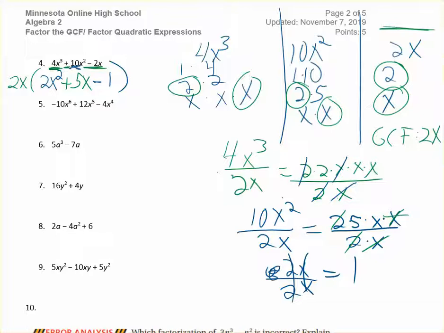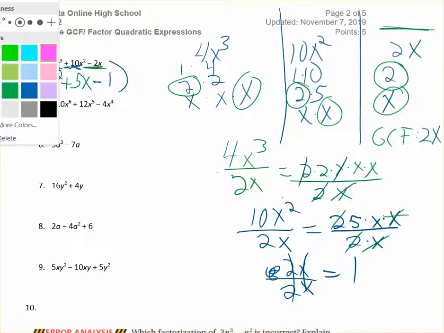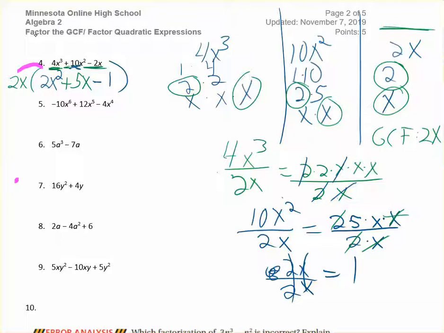Let's just check in our head. Okay, so 2x times 2x squared. That would be 2 times 2 is 4. X times x squared is x cubed. So we do get 4x cubed. Then we take 2x times 5x. 2 times 5 is 10. X times x is x squared. That works. And then we would take 2x times negative 1, which would be negative 2x or minus 2x, and that works. So then we know that we have the correct factorization.